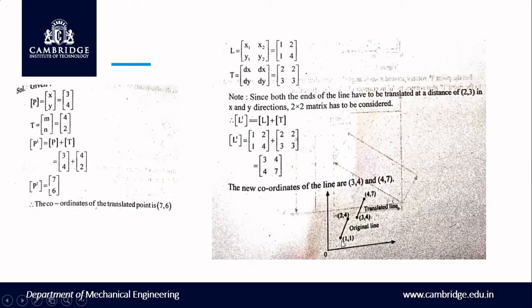Therefore you can see this is 1 comma 1 and then 2 comma 4 line. The original line has been translated to 3 comma 4 and 4 comma 7. That is how you are supposed to do translation of a matrix.